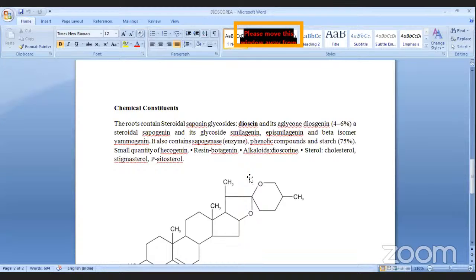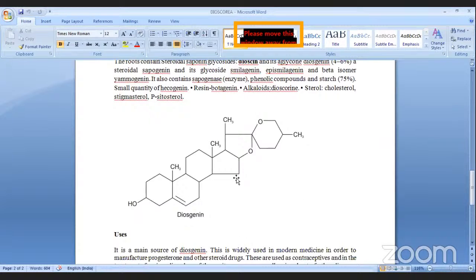But Dioscorea can be used for the isolation of starch, as it contains the maximum amount of starch in it. And they are bitter in taste. The main active constituent of Dioscorea is diosgenin, which is the aglycone part, mainly present at 4 to 6% in nature.